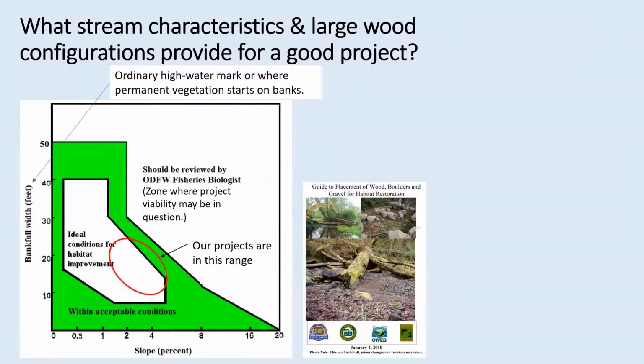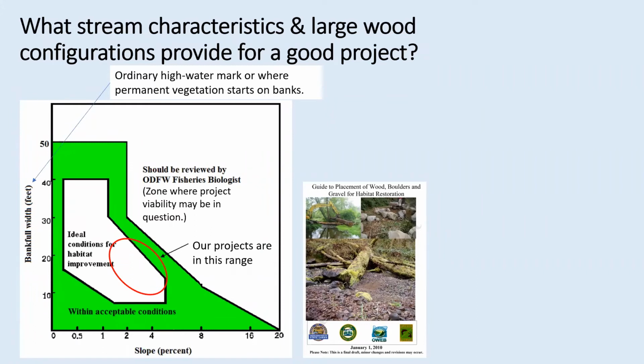So what stream characteristics and large wood configurations provide for a good project? Well, an excellent book or pamphlet to read, which you can get online, published by various state agencies here in Oregon, is there in the middle. It's the Guide to the Placement of Wood, Boulders, and Gravels for Habitat Restoration.